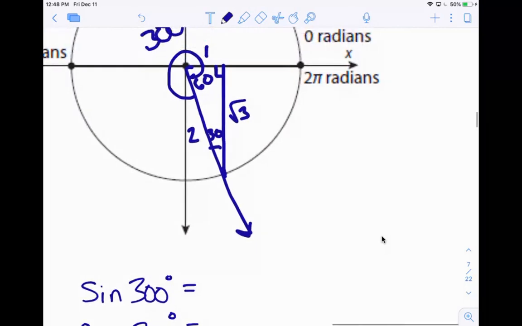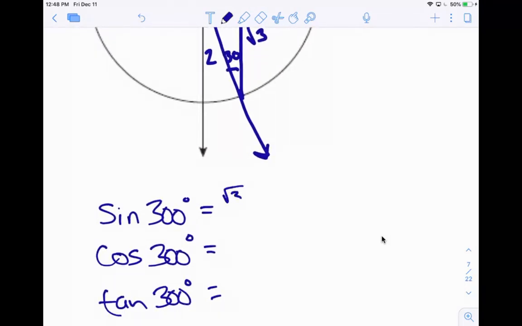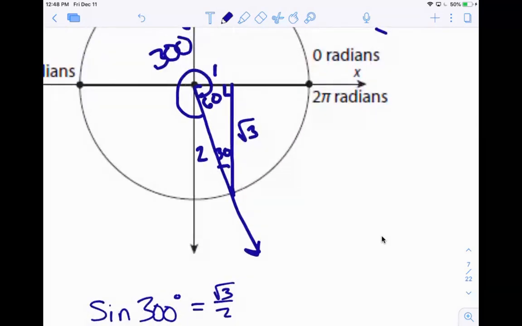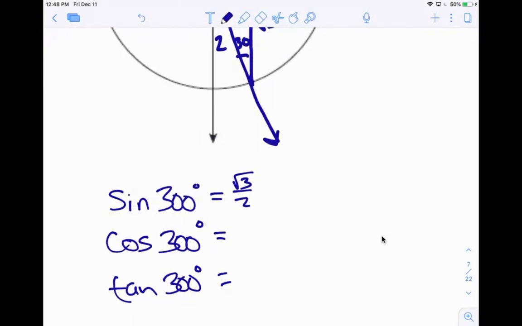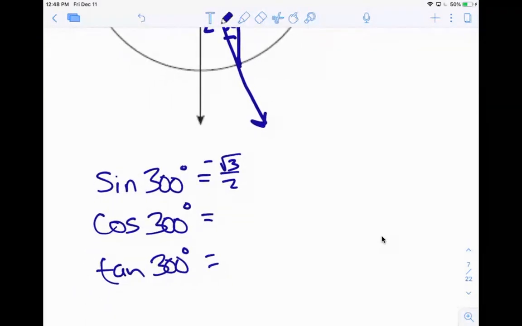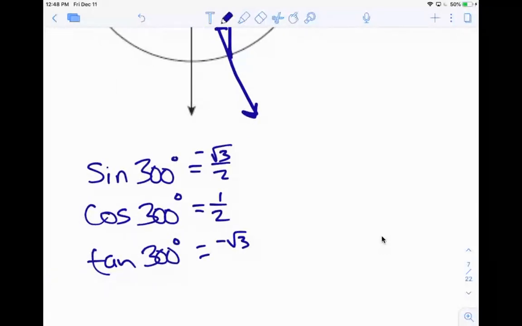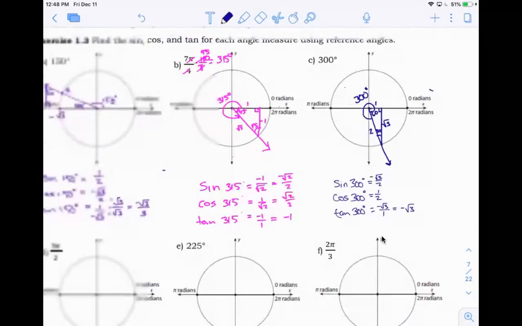Okay, so opposite over hypotenuse gives us root 3 over 2. Whoops, I apologize. I forgot one very important thing. This triangle is not in quadrant 1, and the y's here are negative. So I want to make sure I put a negative on that root 3. But the x's here are positive, so the cosine will still remain 1/2. The tangent, opposite over adjacent, will be a negative root 3.